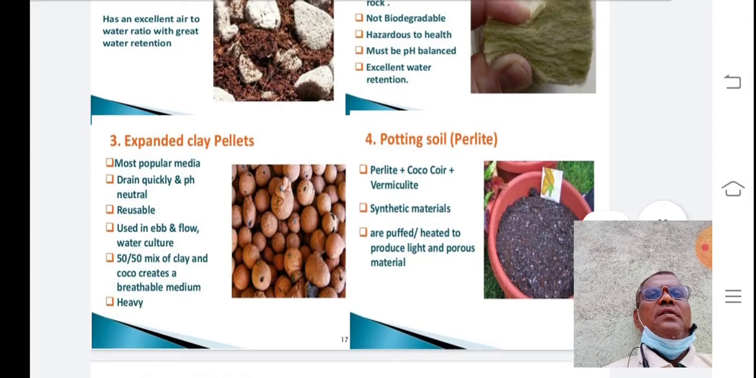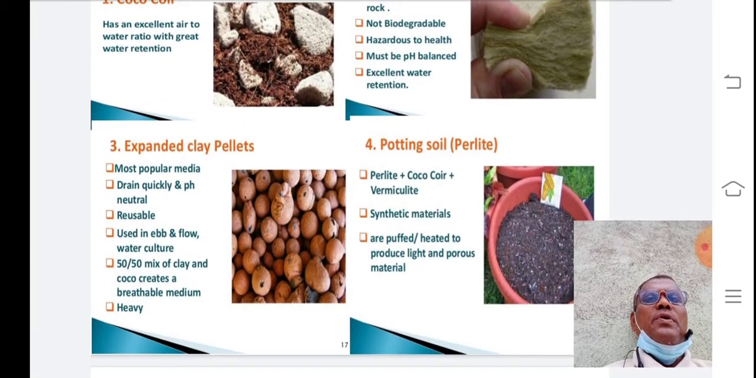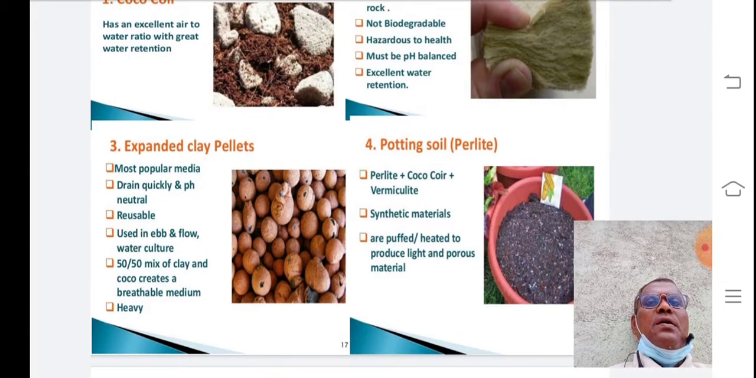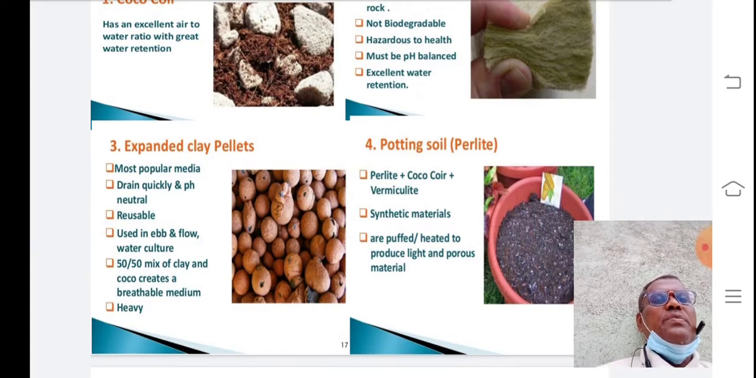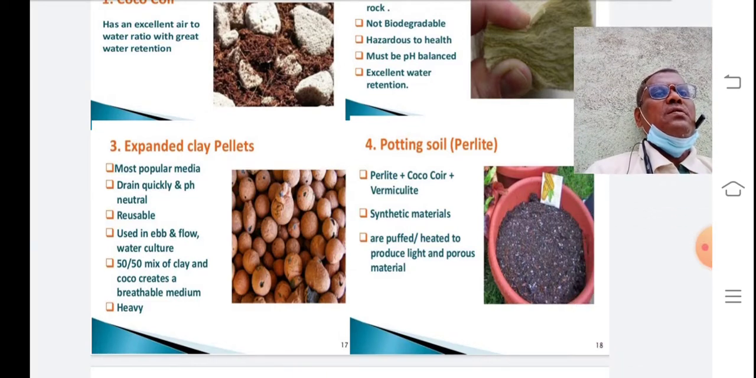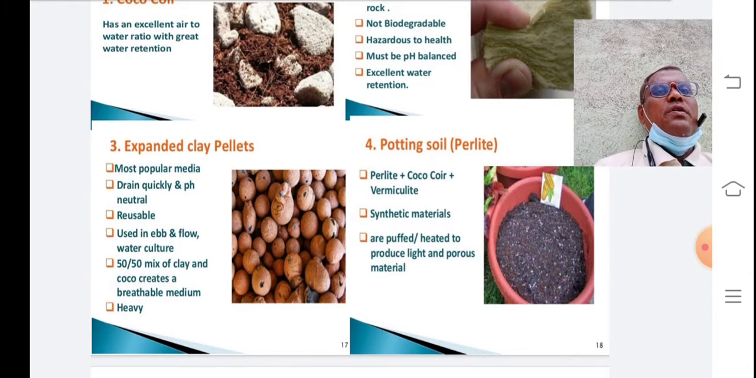Thirdly, extended clay pellets are there, a material used for this culture. So it is the most popular media, it drains quickly and the pH is neutral, reusable and used in the ebb and flow. So a 50-50% mixture of clay and cocoa creates a breathable medium for the plants. Breathable, that is, the plants also require aeration. Then potting soil mixture: perlite plus cocoa coir and vermiculture, right?